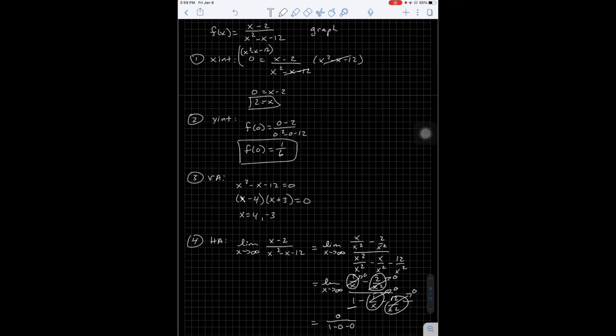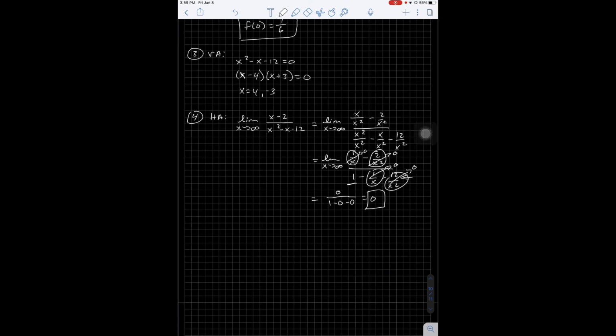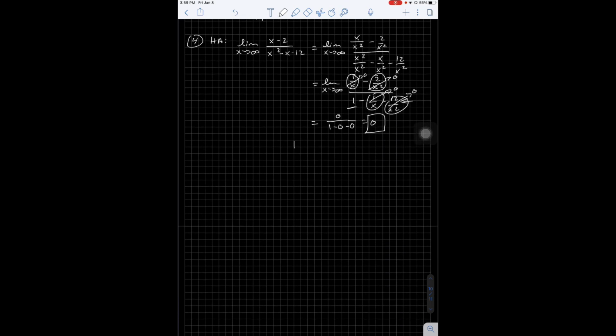Because even though there's a 12 on the top, 12 doesn't even compare to a million squared. It's still going to be really, really small as x gets big. So this reduces then to 0. My horizontal asymptote is going to be y equals 0. Now let's draw all of these situations on a graph.